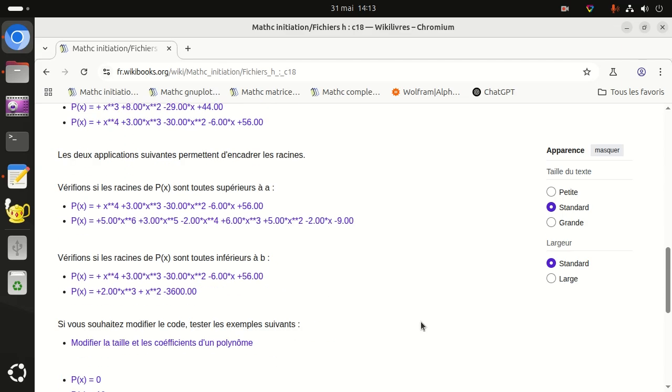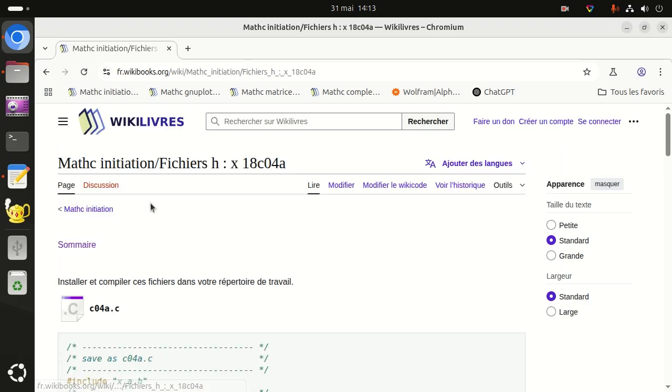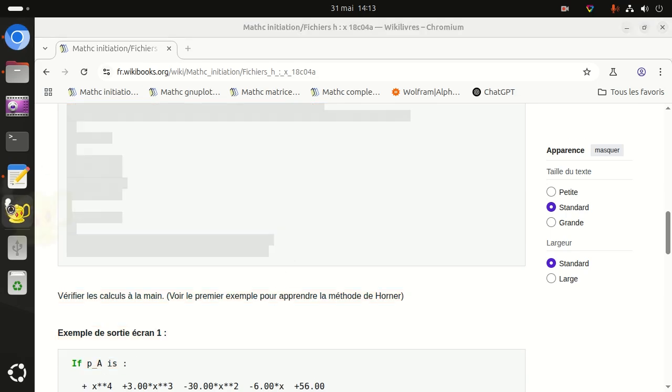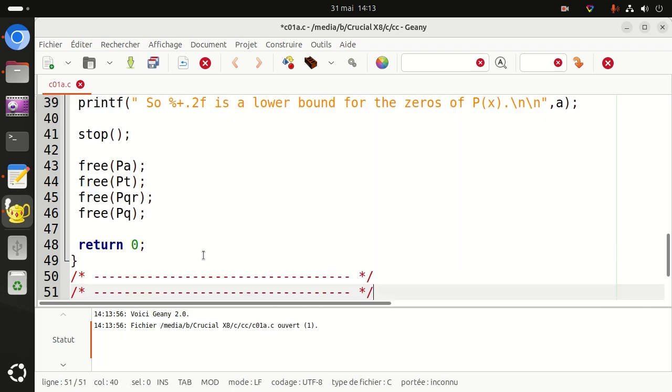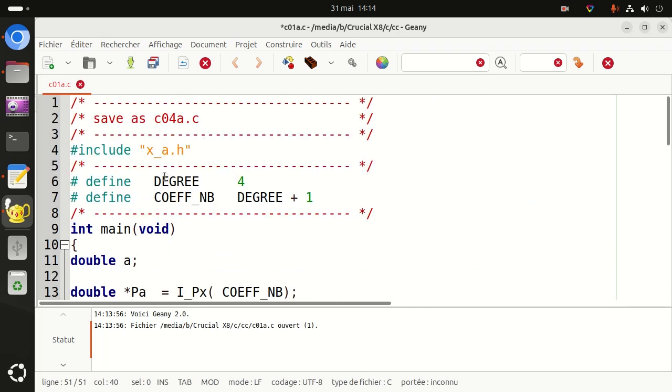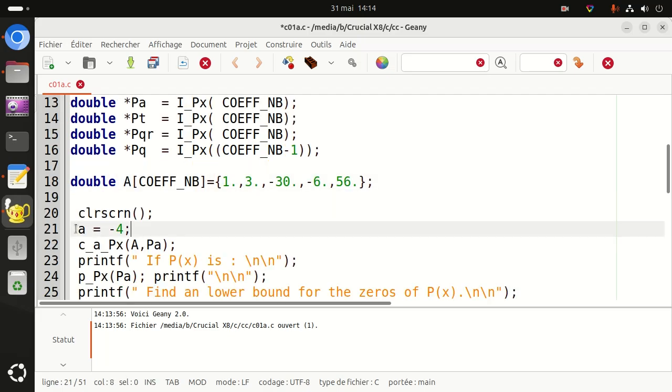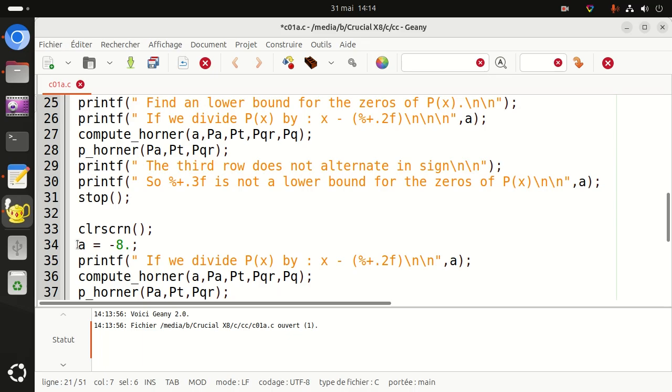Now I try an example. This is the example. I copy this file into my editor. So, the degree of this polynomial is 4. This is the coefficient of the polynomial. It is an array. First, I choose for a minus 4. Second, I choose for a the value minus 8.